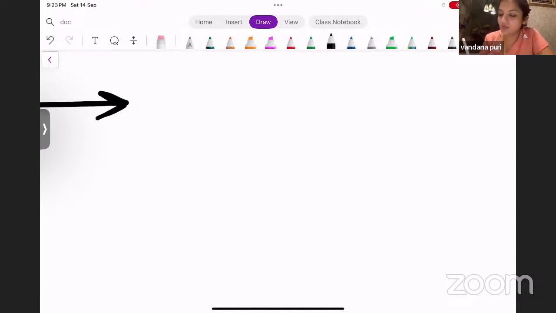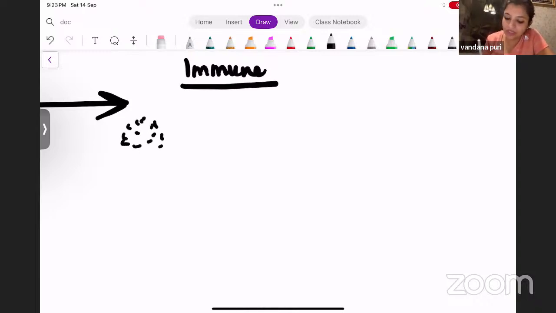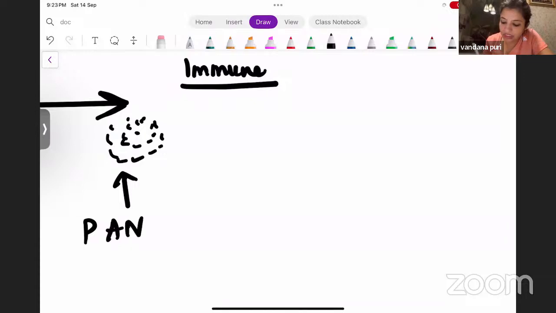The second is immune. What do you have to remember in immune in ulcerative colitis? Here again some pathogen comes. We do not know what the pathogen is. But they have found that the antibody which is found in this case is pANCA. What is the antibody that is found in this case? It is pANCA.